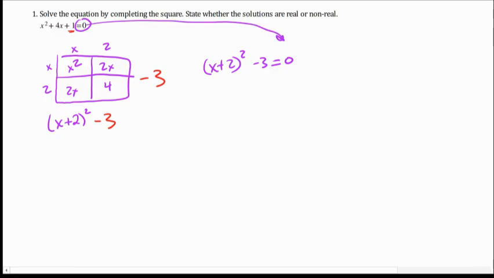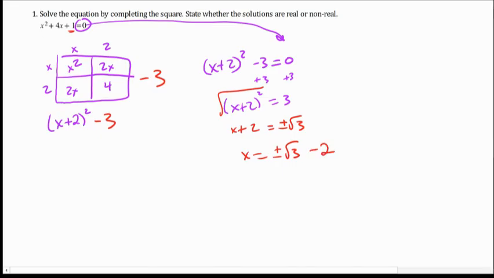And so now that I've completed the square, I can solve this with square roots. So I add 3 to both sides. I take the square root of both sides to get rid of that. So I have x plus 2 equals plus or minus the square root of 3. And then I subtract 2. So plus or minus square root of 3 minus 2.